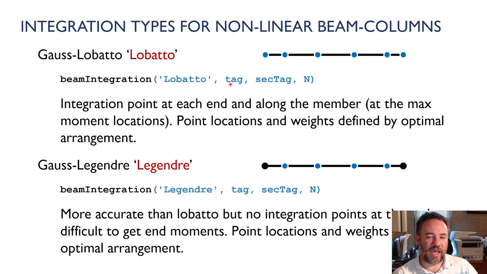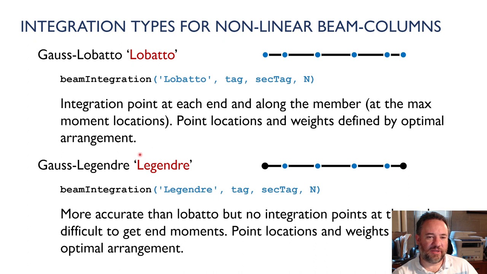I give it a unique tag that I can relate to later. I tell it which section I want to use. Remember, we defined nonlinear sections previously, so I have fiber sections. Let's say I have a concrete beam and I've defined my fiber section. This is where I put the section tag that I previously defined. And then N is the number of integration points that I want along the length. The locations and the weights of where these should go is automatically defined, since there's a mathematically optimal arrangement for those.